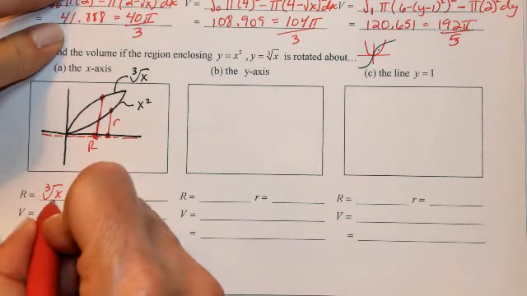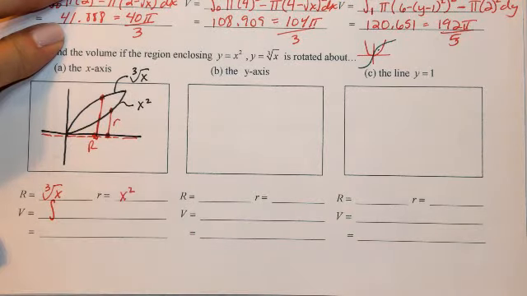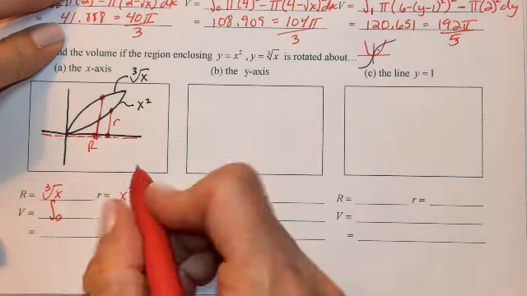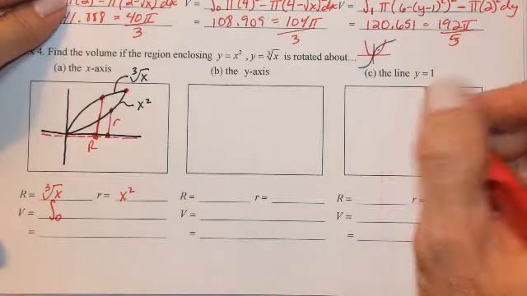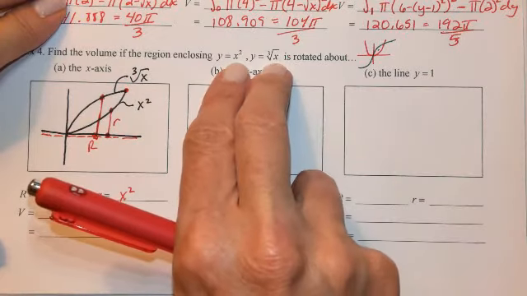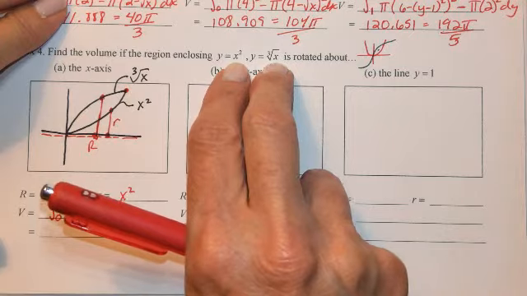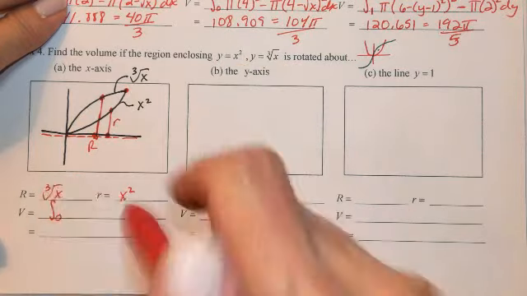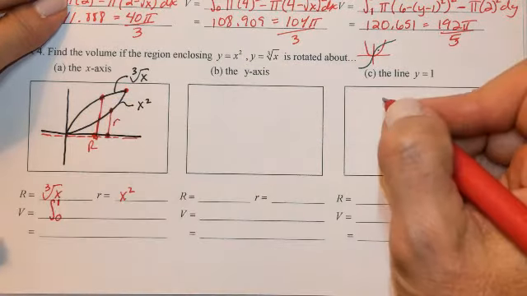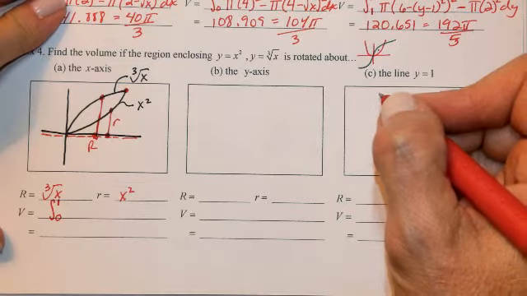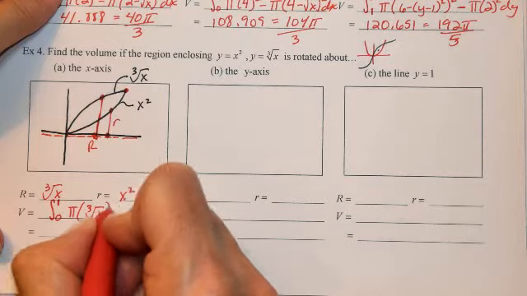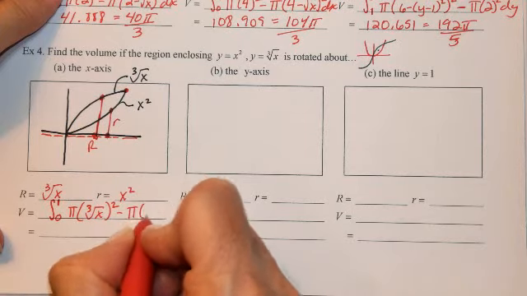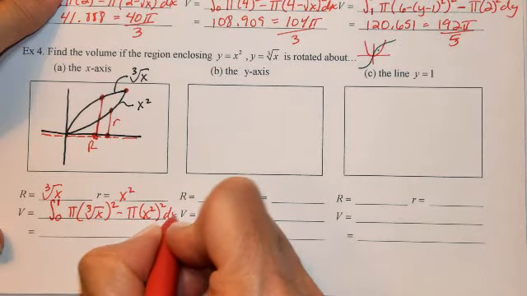So the volume will be the integral from, what's our leftmost x value? Definitely 0. What's our rightmost x value? Where do they intersect? Where does x squared equal the cube root of x? At 1, right? They intersect at 1. You have a calculator, so you can always go and find that out. Pi times big R squared minus pi times little r squared dx.